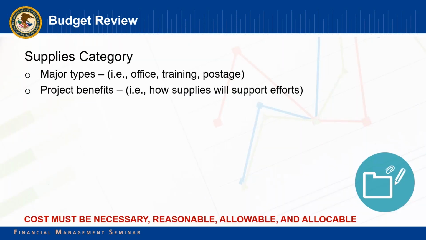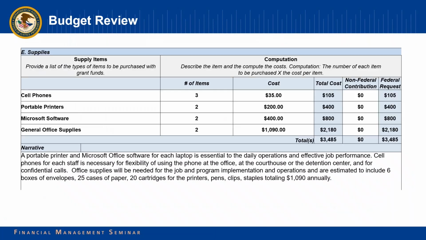The supplies category. Now, the supplies category should include any expendable items and all those equipment items that fall under the capitalization threshold. So you want to list out each item by type and show how you calculated these costs. So basically, in this example, it will show cell phones, portable printers, Microsoft software, general office supplies. One, I want to talk about the cell phones and the Microsoft software for a minute.